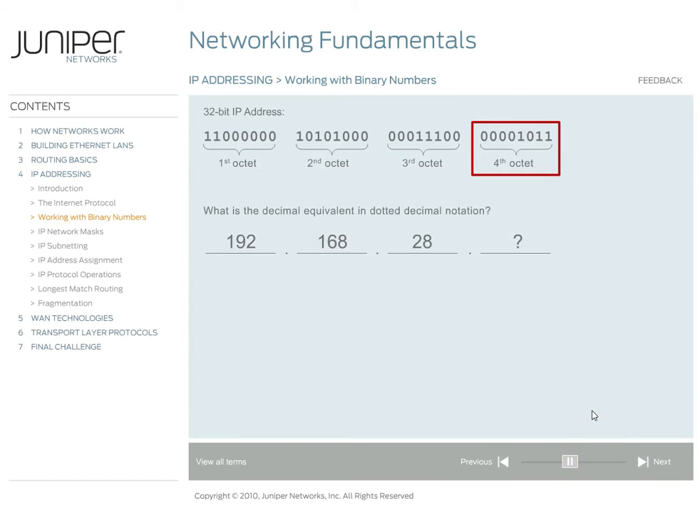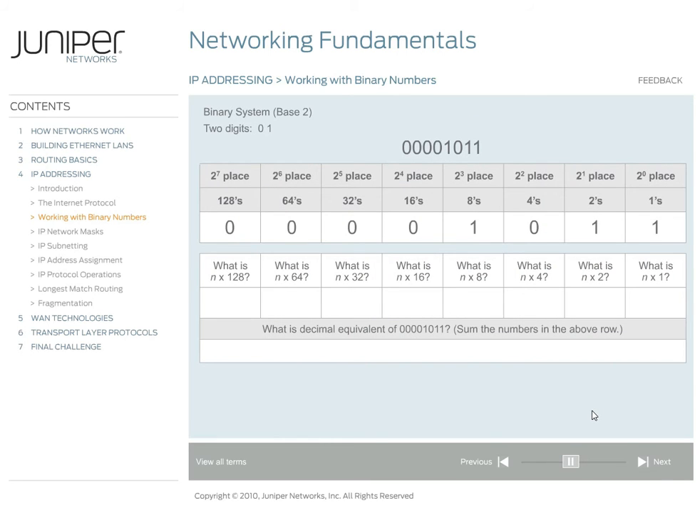Now you need to determine the decimal equivalent of the fourth and last octet. Calculate the decimal equivalent of the binary number on screen and type it into the table. When you are finished, click Check Answer.